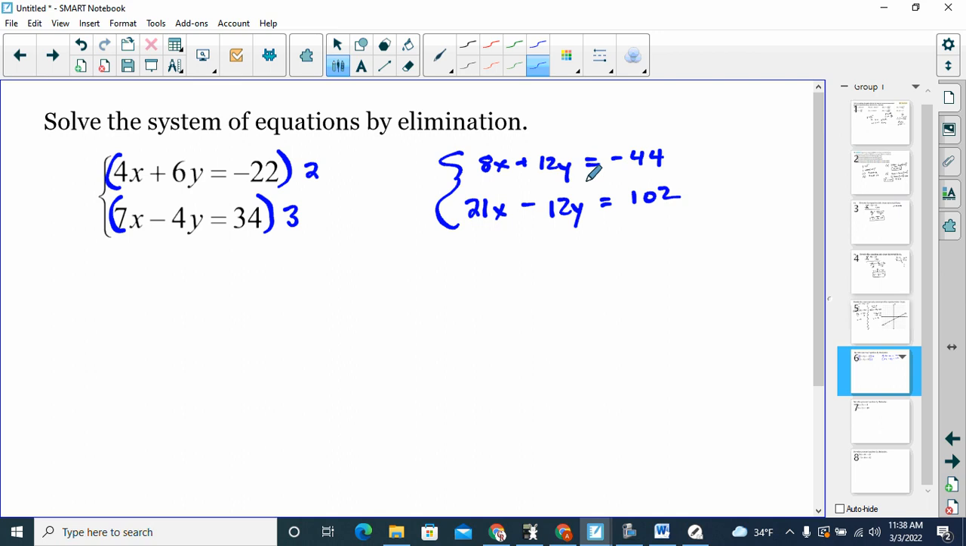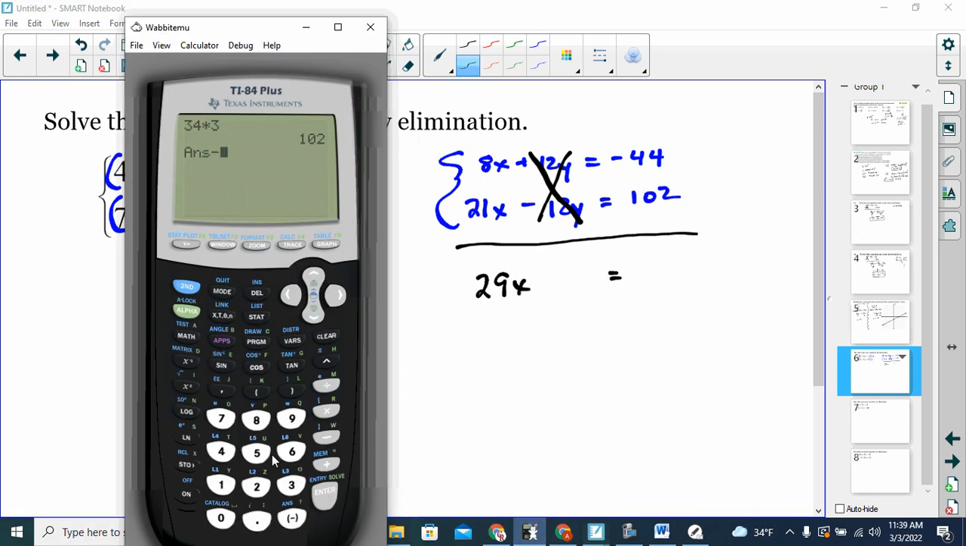And now the problem's just like all the other ones where we can cancel these out, add the equations together, and go from there. So notice sometimes instead of just multiplying one equation, we're going to multiply both equations, and we are allowed to multiply them by different things. So from here, 12y minus 12y, that cancels. I'm adding my equations together. 8x plus 21x gives me 29x. And 102 minus 44 gives me 58.